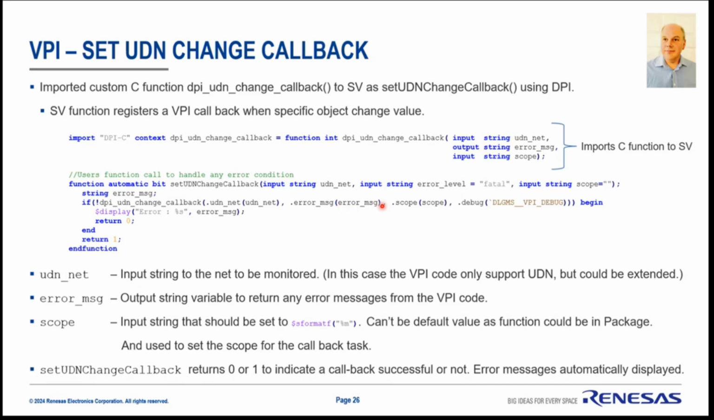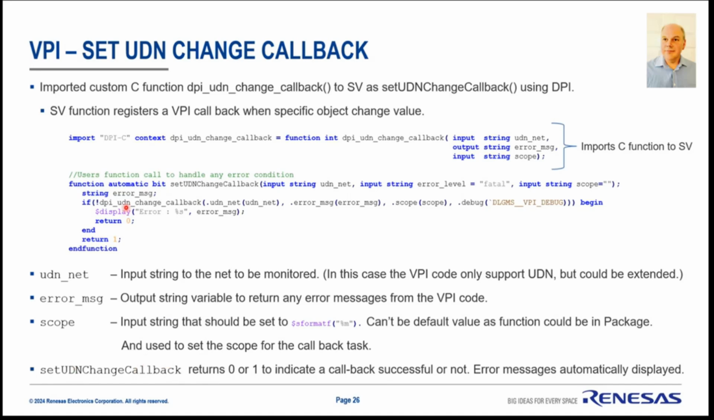I've got a string called error message. So if anything goes wrong with my C code, I get it to return a string up here that I can then print at this point. The scope is quite important. The scope's needed to know that when this UDN changes value, where in my module or package or class-based hierarchy should I call the task that this event needs to do.